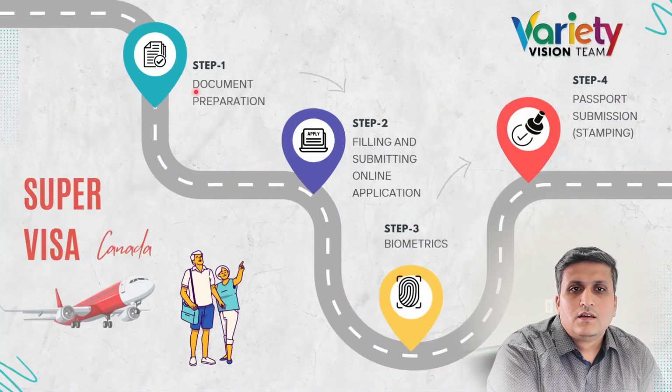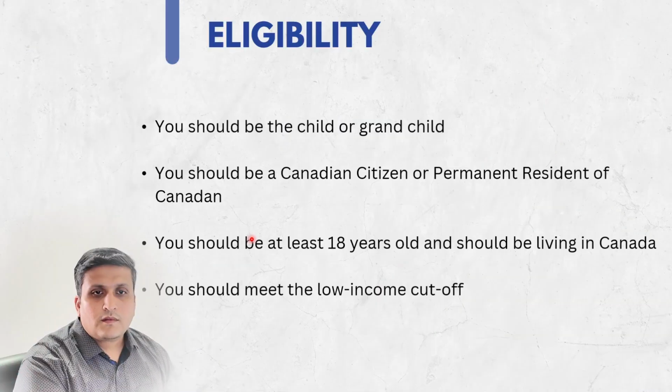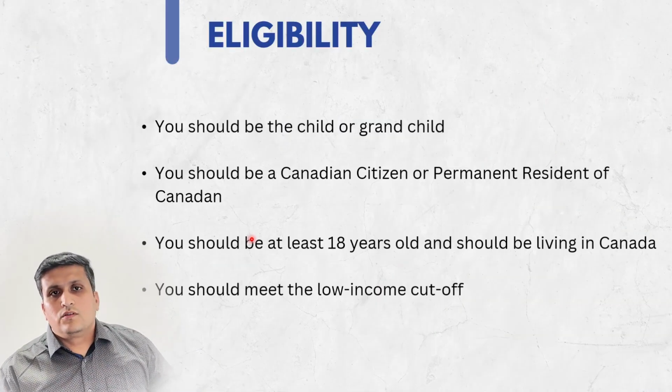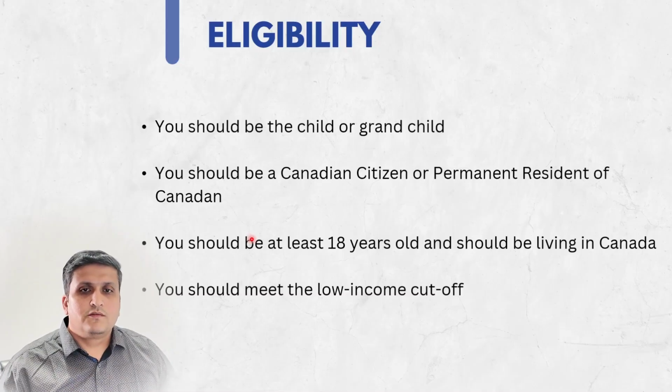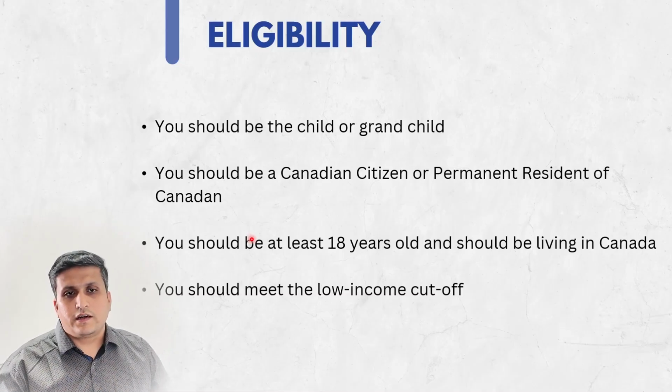As you can see, this is the pathway we have already discussed: preparing the documents, submitting the online application, how to apply for biometrics, and how we can submit the passport for stamping. Now, before we go and discuss the documents in detail, first let's discuss the eligibility criteria.